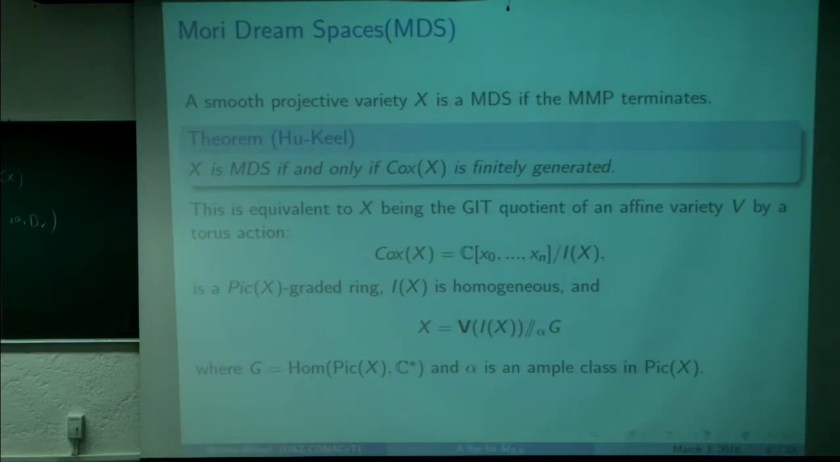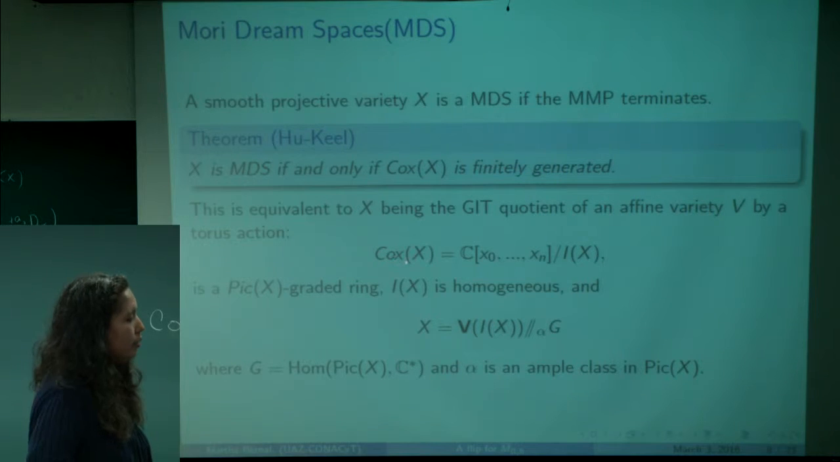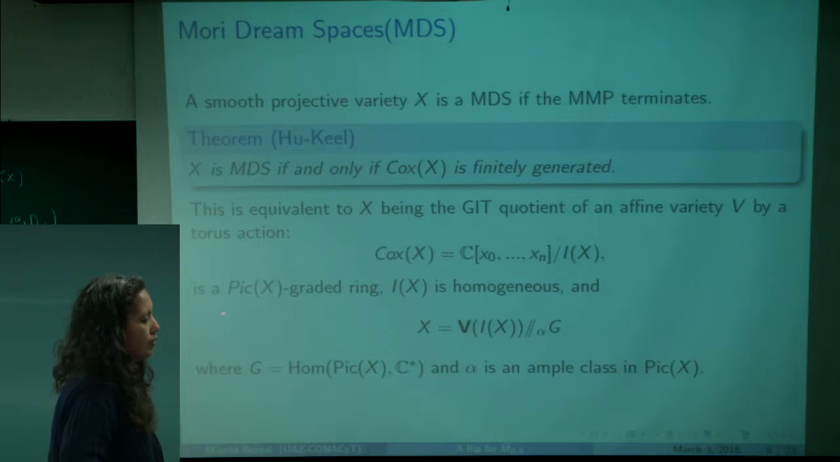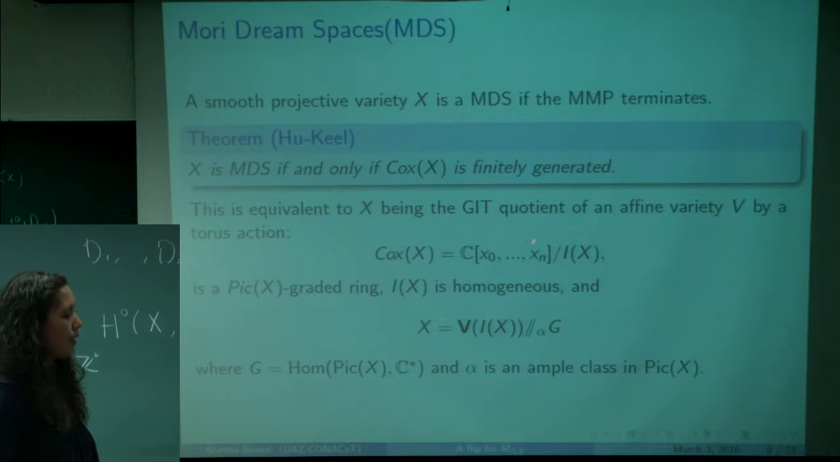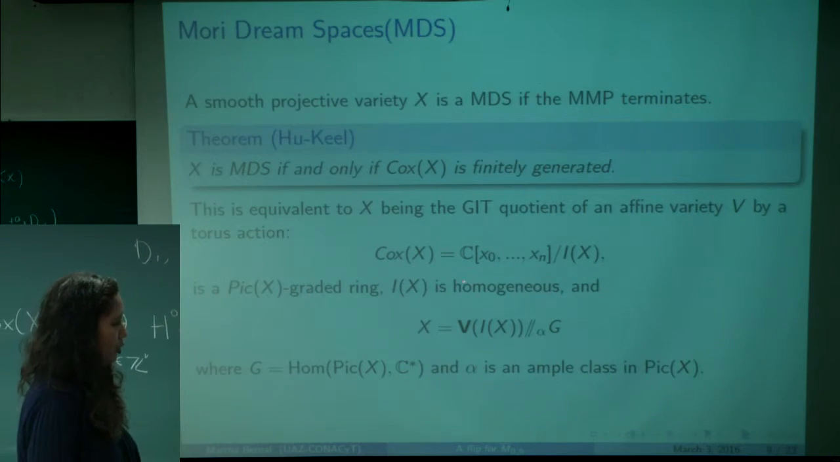And further on, they prove that if you have a Mori dream space and this thing is finitely generated, then you can recover your variety as a GIT quotient of an affine variety by a torus action. And it's really, really convenient. So you have the Cox ring, which admits a presentation as a finitely generated C-algebra. It's a Picard graded ring. The ideal of relations here is Picard homogeneous.